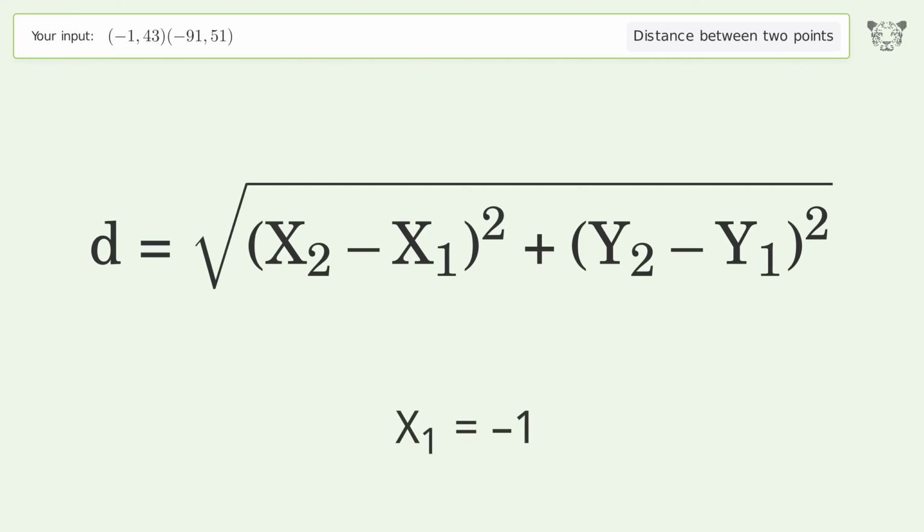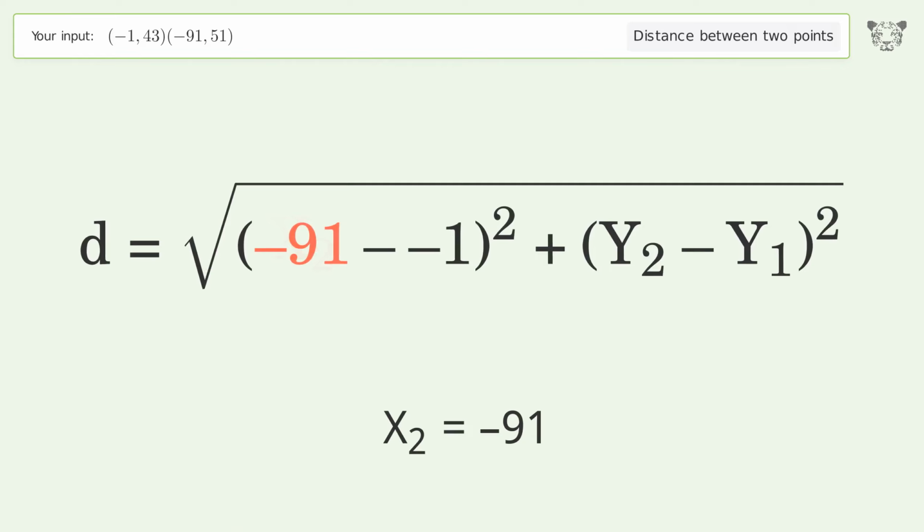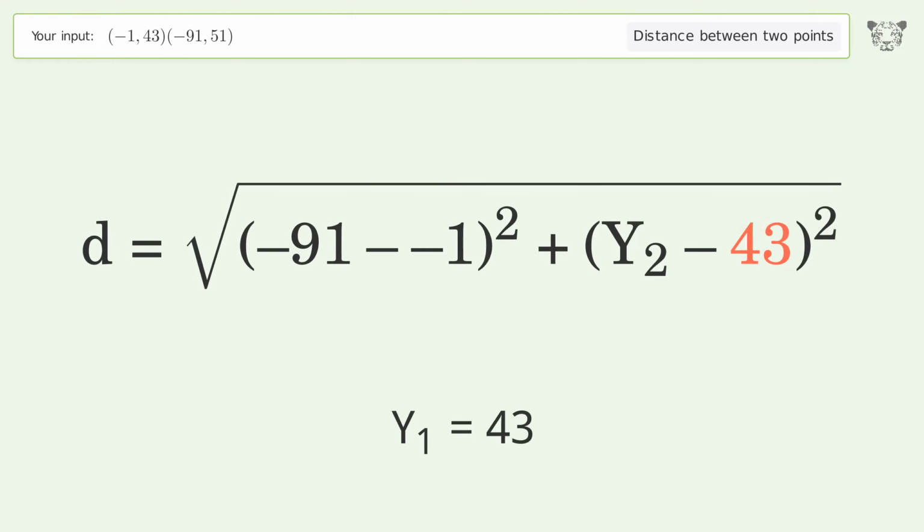x1 equals -1. x2 equals -91. y1 equals 43. y2 equals 51.